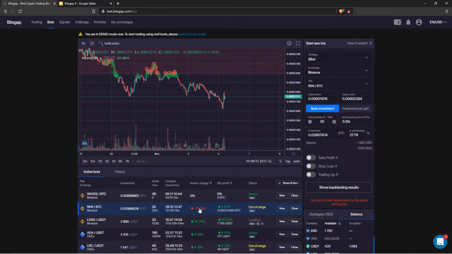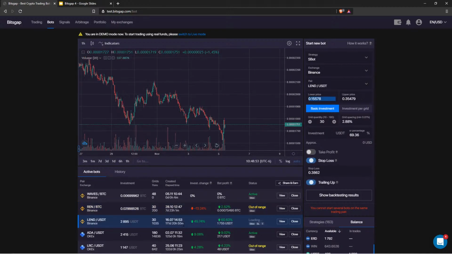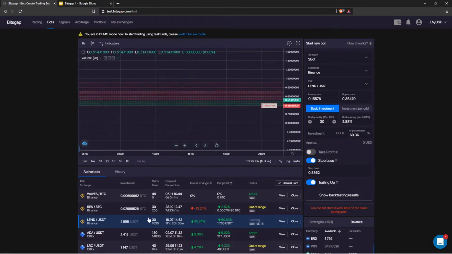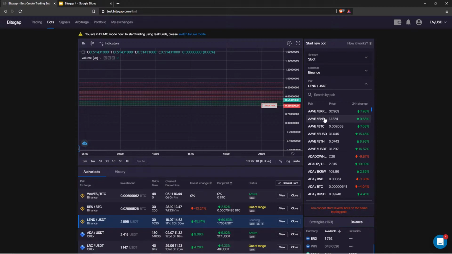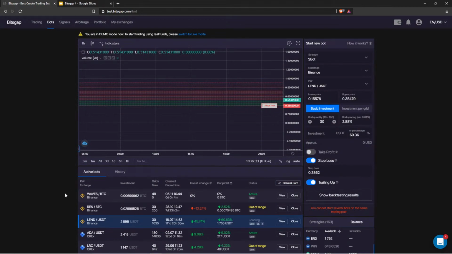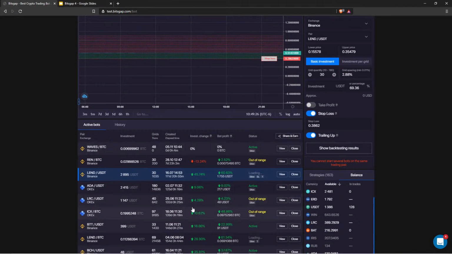All right. Another case, LAND trading to USDT. You see 45% investment change, whereas my bot profit is slightly bigger, that's 60%. So let me zoom out. For some reason it is not uploading because LAND is no longer trading on Binance. It is now known as AAVE, I guess. Yeah, here it is. So that's why I can actually close it. Maybe let's use another one.